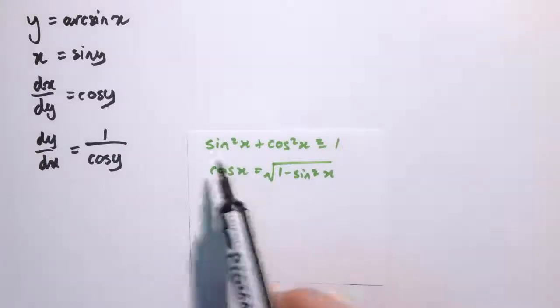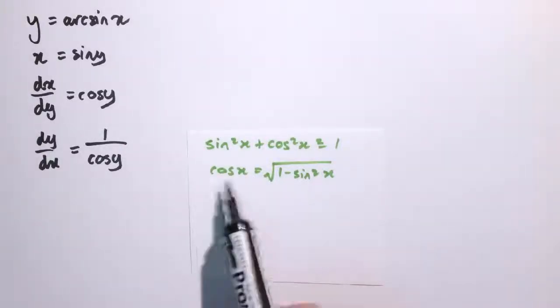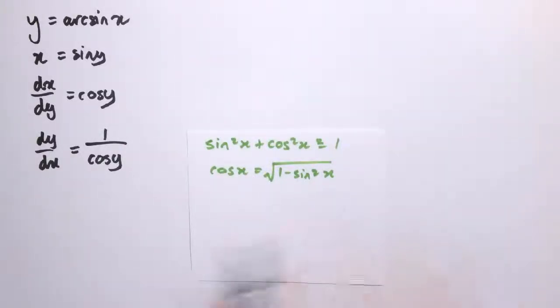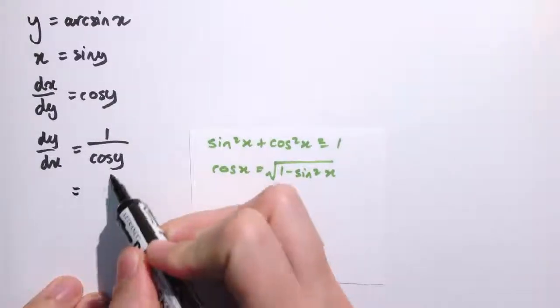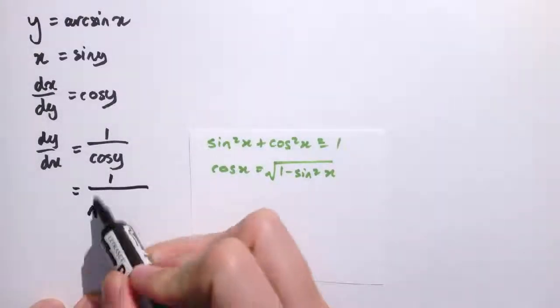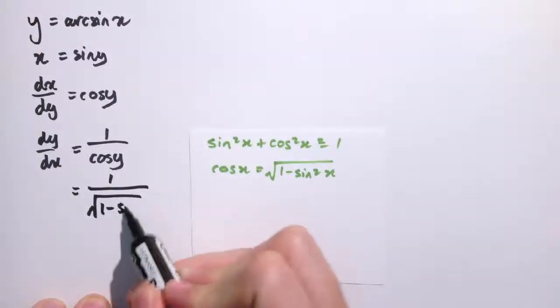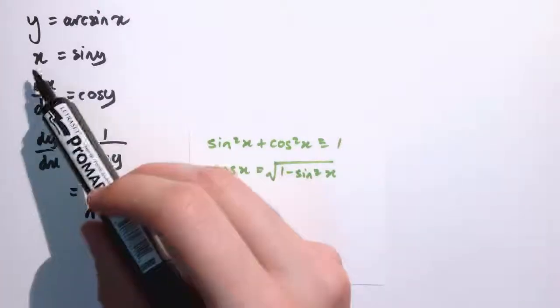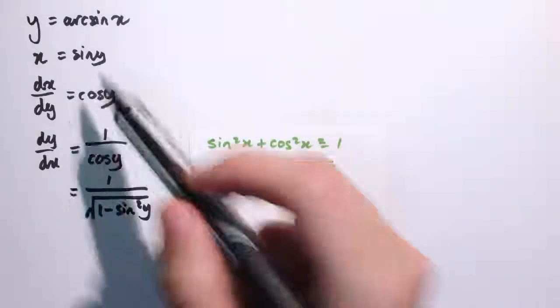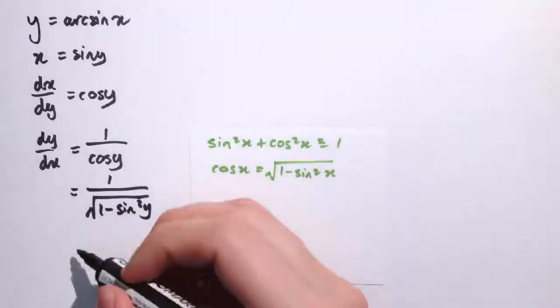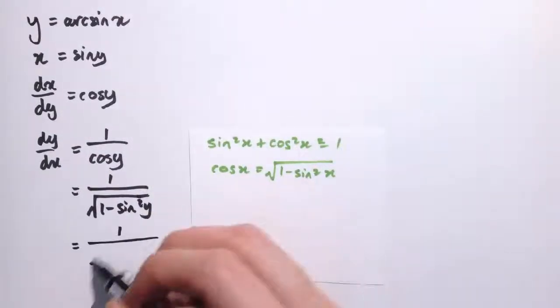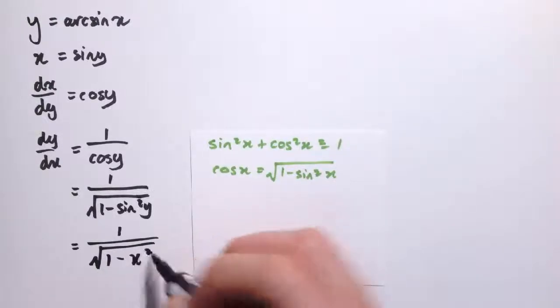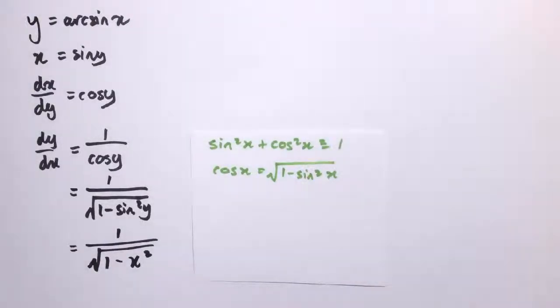We use the identity sine squared plus cos squared equals 1, rearranged to cos x equals the square root of 1 minus sine squared x, and here we've got y instead of x, so this is the square root of 1 minus sine squared y. Now we just remember that actually sine y is equal to x, so sine squared y, that's sine y squared, so that's x squared, so this is 1 divided by the square root of 1 minus x squared, and that's the derivative of arcsine of x.